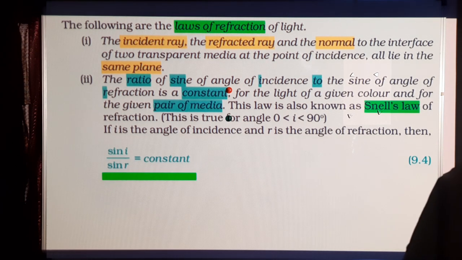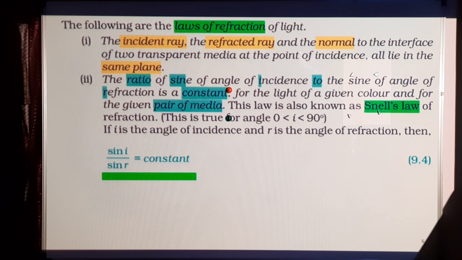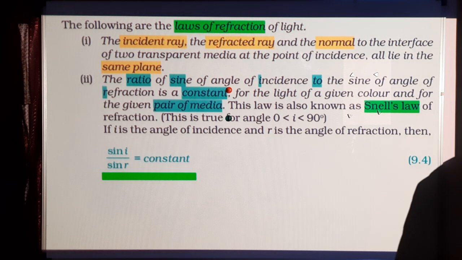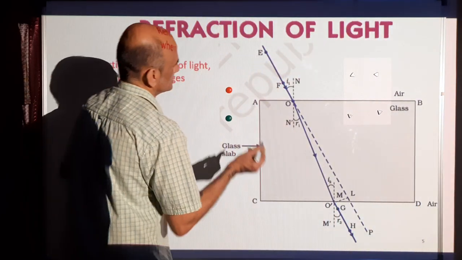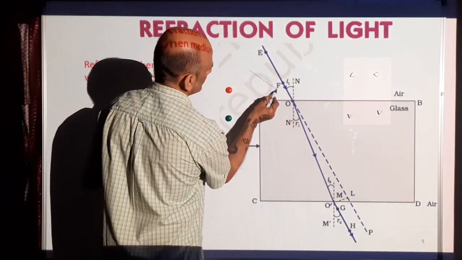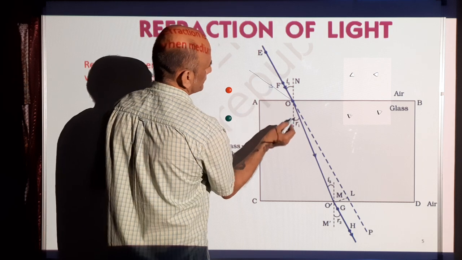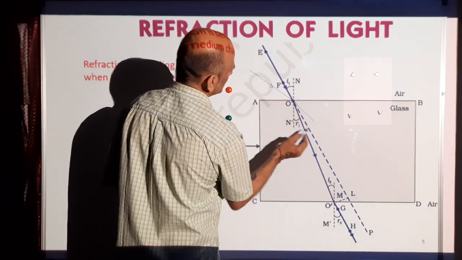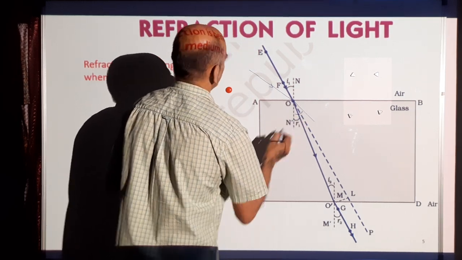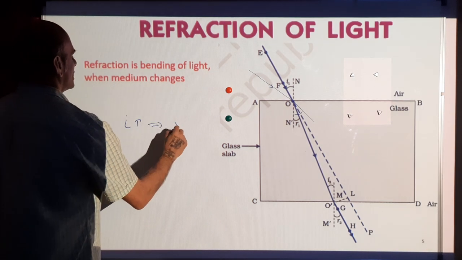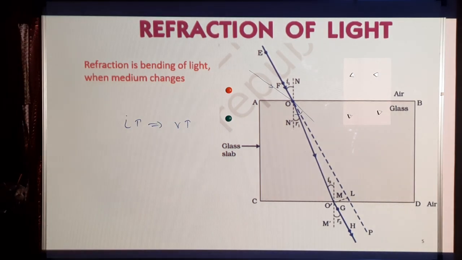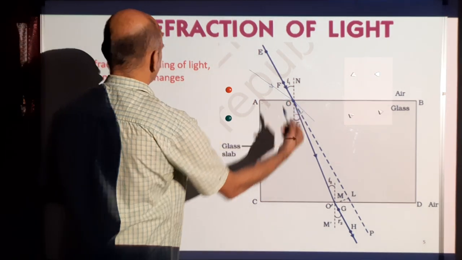Second law of refraction: the ratio of sine of the angle of incidence to the sine of angle of refraction is a constant for a given pair of media, that is sin I by sin R is constant. Here, if the angle of incidence is increased, we can expect the refracted ray angle should also increase. So I increases means R will increase, and I will change from 0 degrees to 90 degrees.